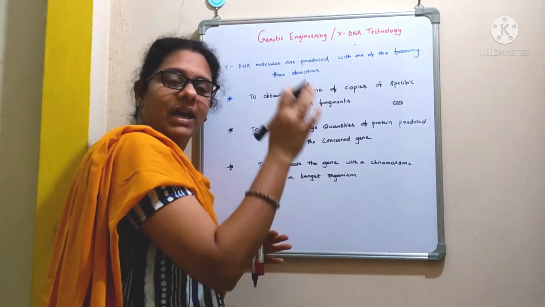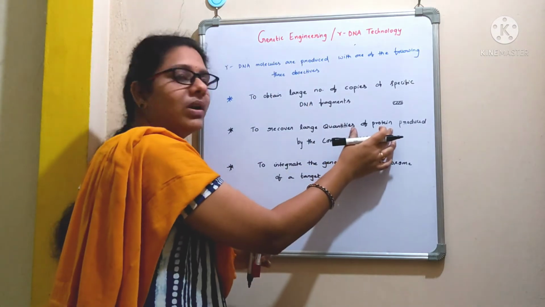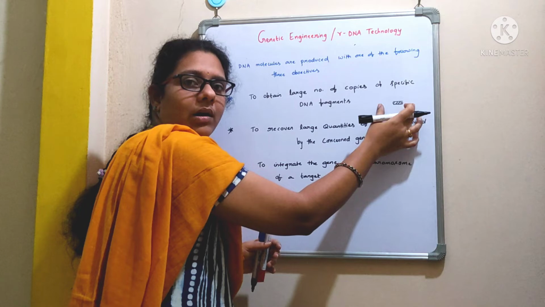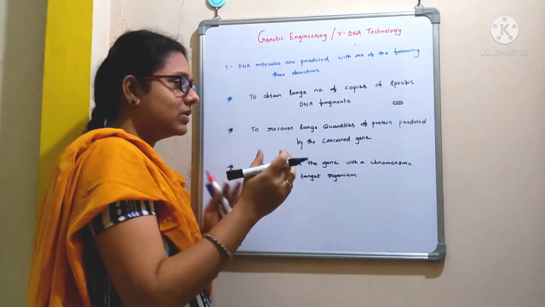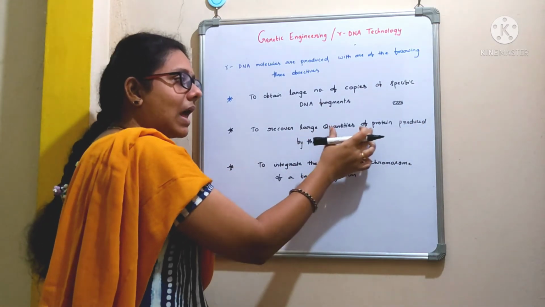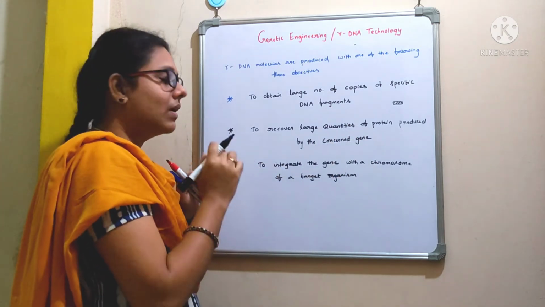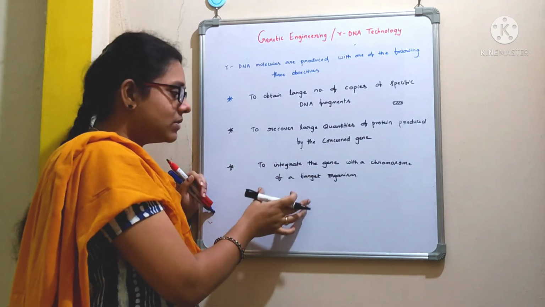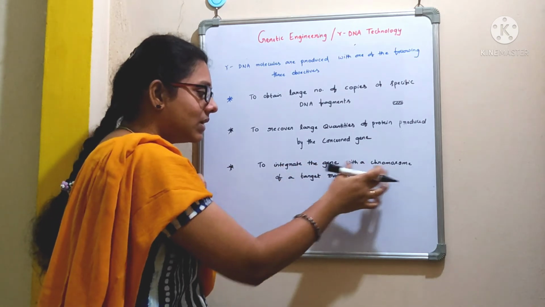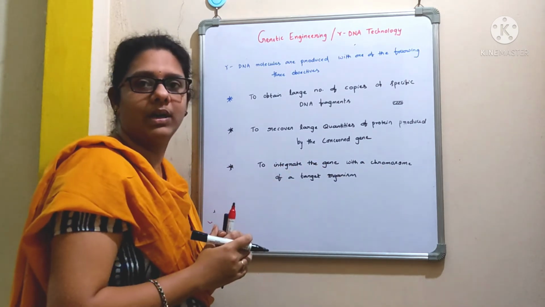coli. Once at the end of the fermentation, we are going to get that particular hormone from those genes. So that is what I told you, to recover large quantities of protein by that concerned gene. And the other important objective is to integrate the gene with a chromosome of a target organism.